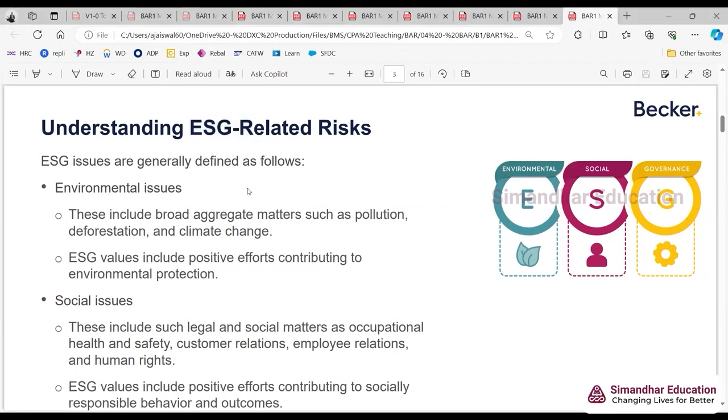So first, what are the issues, as we were discussing? ESG, the full form itself is environmental, social, and governance. So, environmental issues are very easy to understand. We care about pollution, we care about deforestation, and we care about climate change also.